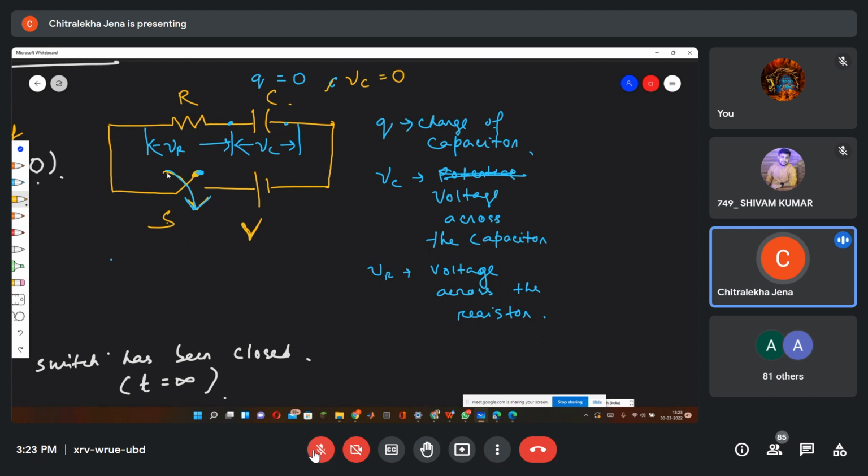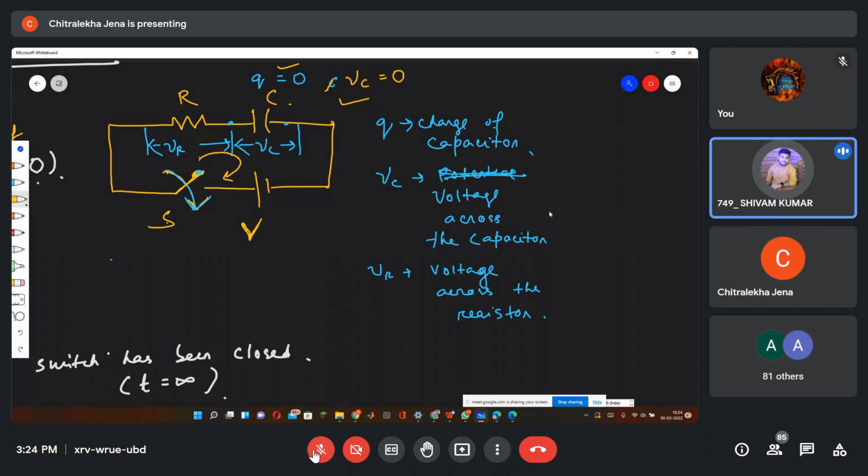Now I will ask you, at the instant I close the switch, just at t equal to 0, what will be the current in the circuit at that time? Q is equal to 0 because there is no charge in the capacitor, and no potential difference across it. So what will be the current in the circuit? Zero, ma'am, because a capacitor will take some time to charge.